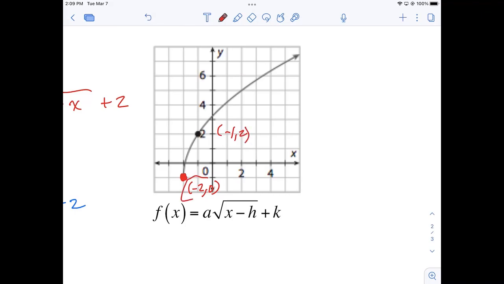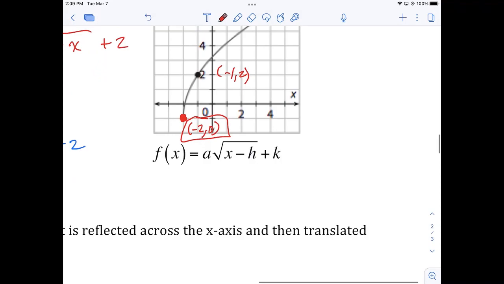The first one I use, though, is the vertex point, right? Negative 2, 0, because that's my h and k. Is it negative? It is.